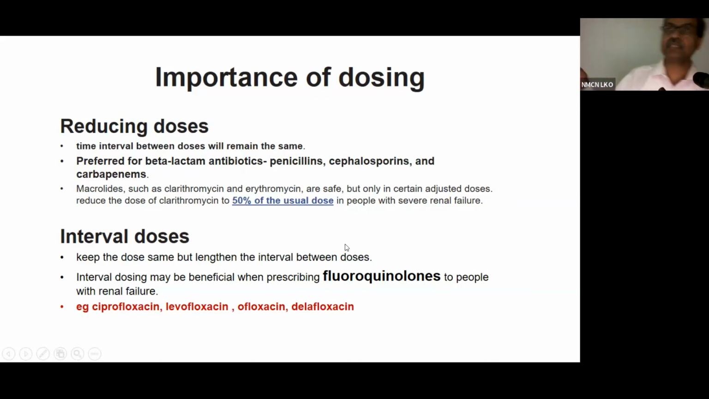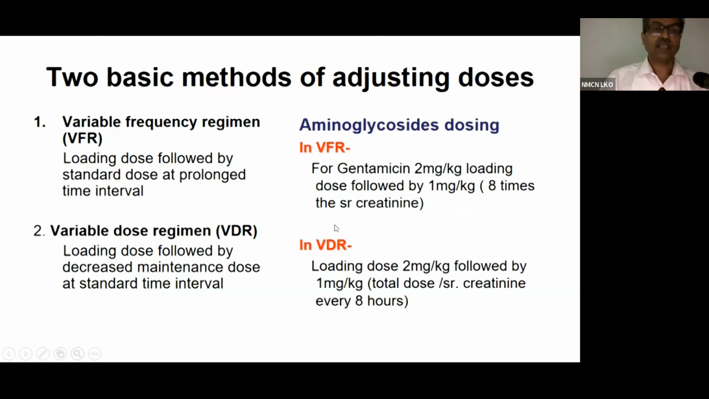If the patient is ESRD, dialysis dependent, then you have to reduce it by 50%. In interval dosing, keep the dose the same, but lengthen the intervals between doses. Interval dosing is usually preferred with the fluoroquinolones, usually ciprofloxacin, levofloxacin, ofloxacin.